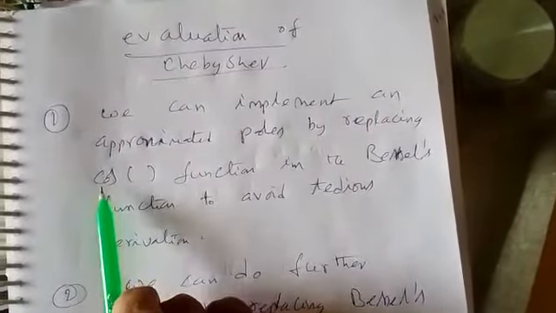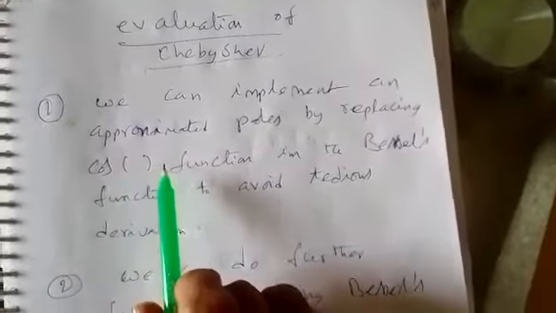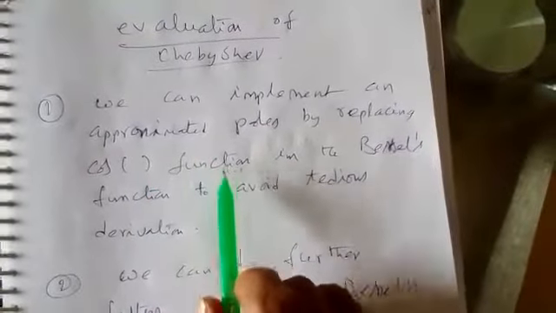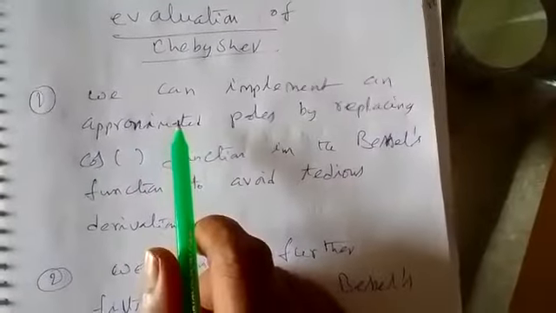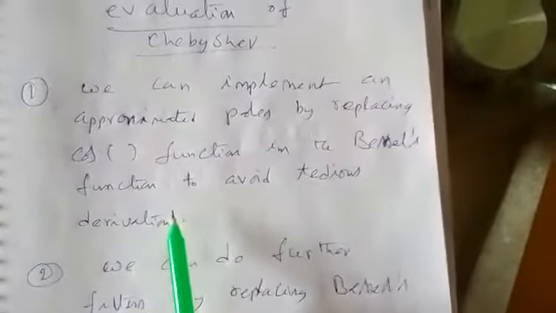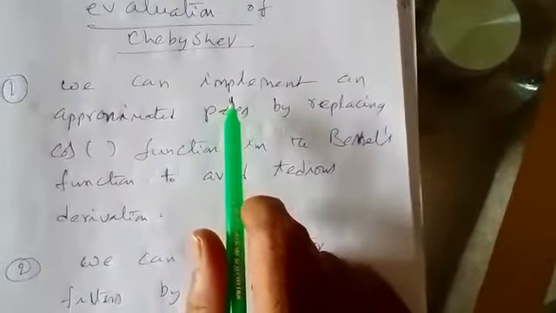So we can simply replace the function with cosh expressions. Suppose it is cos x, then we can write x square by factorial 2, x power 4 by factorial 4, so that if that function is replaced in the Bessel function, then we can calculate the approximate poles. This is how we can further implement the poles of the Chebyshev filter concept.